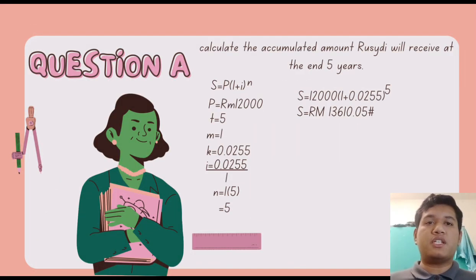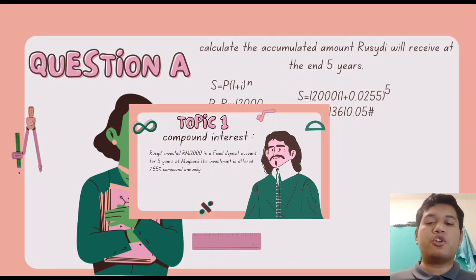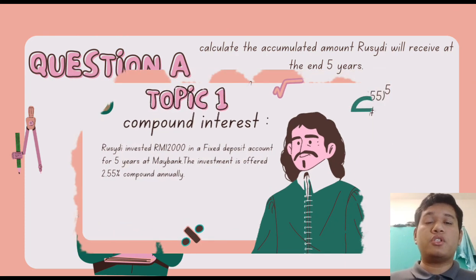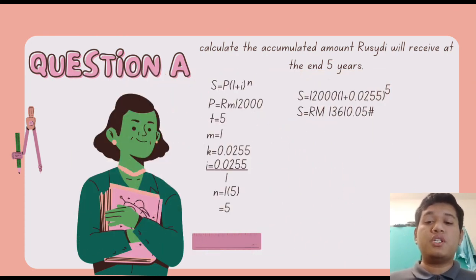Now, let's look at question A. In question A, we are asked to calculate the accumulated amount that Raub will receive at the end of 5 years. To solve this question, we need to use the compound interest formula, which is S equals P(1 + I)^N. P, the principal amount in this question, is 12,000 ringgit. I, the interest rate per compounding period, is 0.0255, and N, the number of compounding periods, is 5.